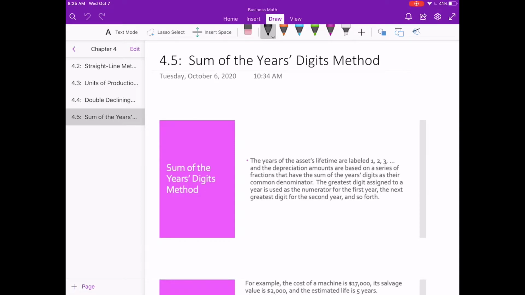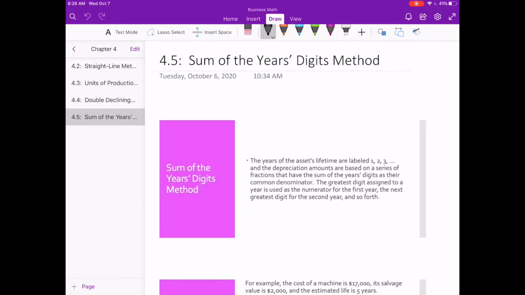This is section 4.5, sum of the year's digits method. This is the final method of depreciation that we're going to be talking about. What happens is the years of the asset's lifetime are labeled 1, 2, 3, and so on until you've gone through all of the years.